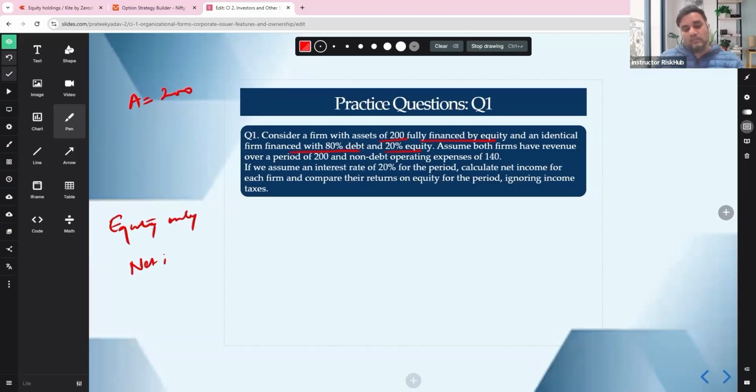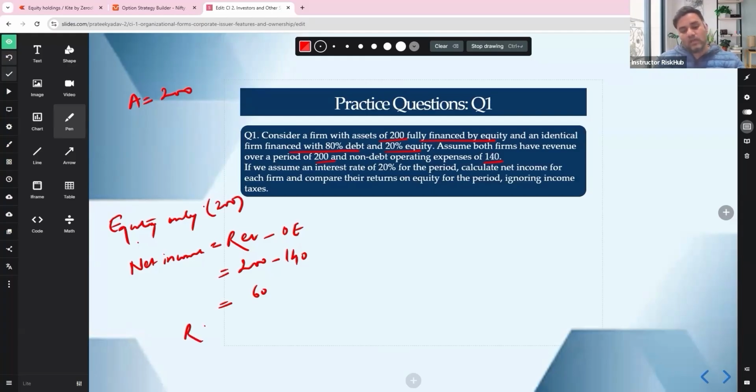Net income, what is their net income of equity only? Assume both firms have revenue over a period of 200 and non-debt operating expense of 140. So again, net income is what? Revenue minus your operating expenses. Revenue was 200, operating expense was 140. So your net income is 60, right? Now, since it is all equity, the value of equity is 200, na?